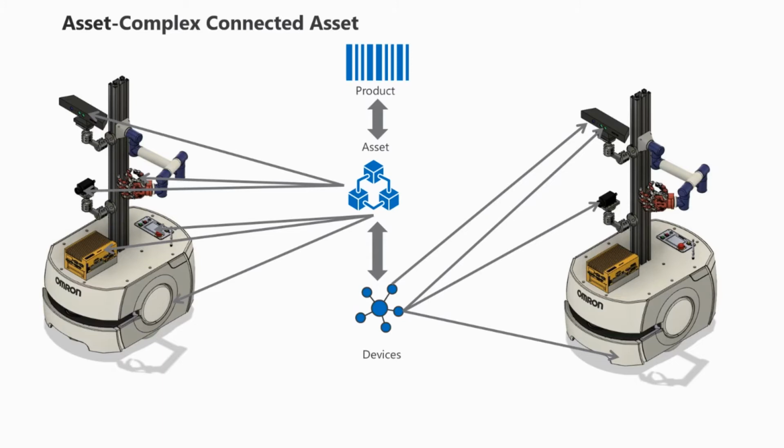So, looking at this illustration, it's entirely possible to have a single asset that has multiple sub-assets with multiple devices. And when a device is created inside Dynamics and registered, it is then associated to an asset or a sub-asset.